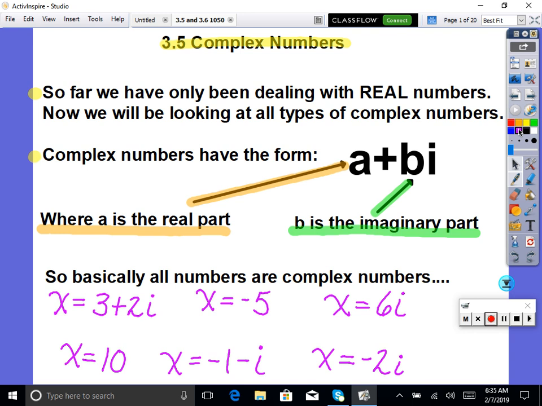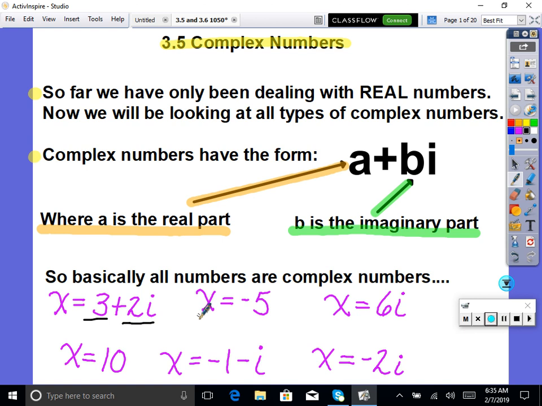So complex numbers have the form a plus bi, where a is the real part of the complex number, and b is the imaginary part of the complex number. So if you think about it, technically, all numbers are complex numbers. So for example, 3 plus 2i is a complex number. 3 would be the real part, 2i would be the imaginary part.